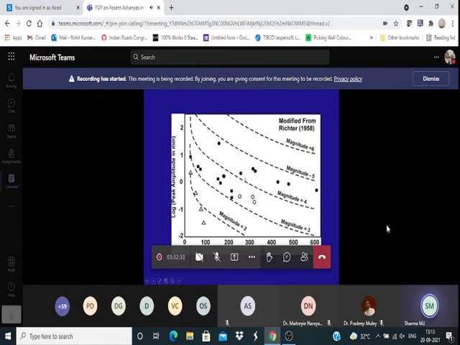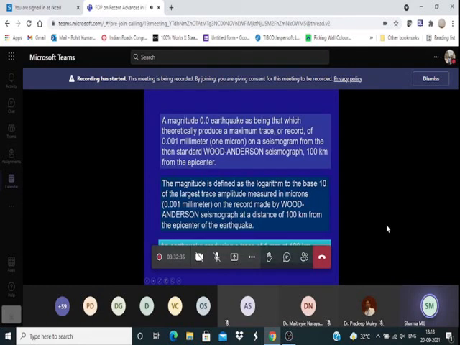A magnitude 0 earthquake as being, now please listen carefully, this one: a magnitude 0 earthquake as being that which theoretically produces a maximum trace or record of 1 micron on a seismogram from the then standard Wood-Anderson seismograph at 100 kilometers. Okay, so this was the first achievement by Richter towards the magnitude. Okay, based on this, he defined the magnitude as this.